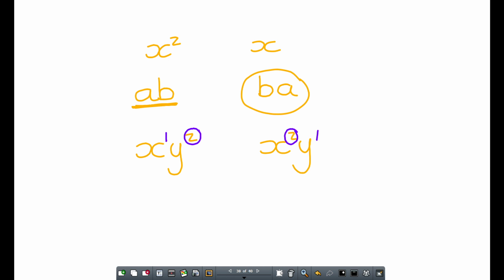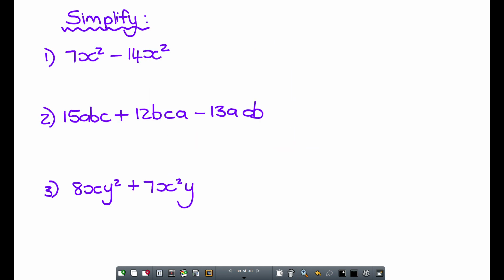Right. So let's try these. I'm telling you to simplify. Remember, I can only add or subtract if the terms are like terms. So that's your first step. Check whether I am allowed to add them. And if I am, okay, go simplify.